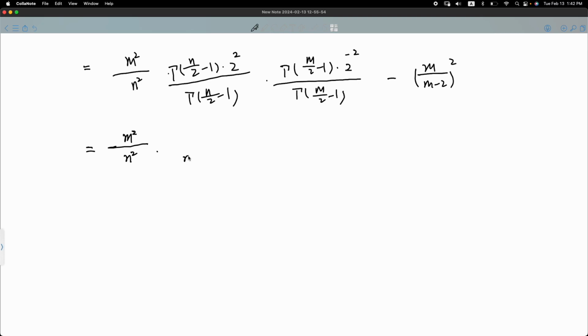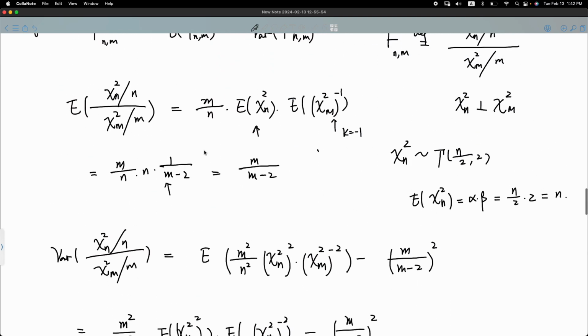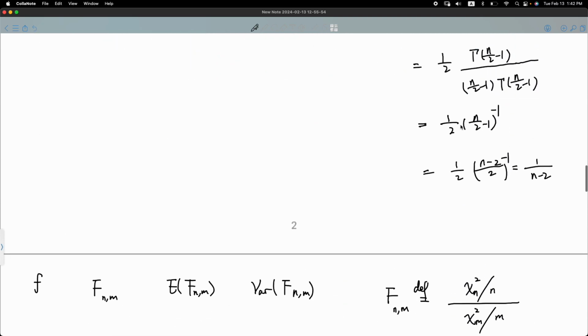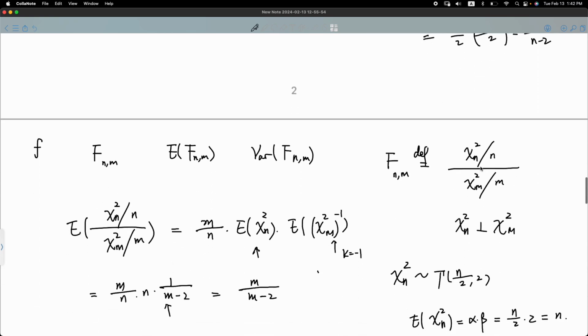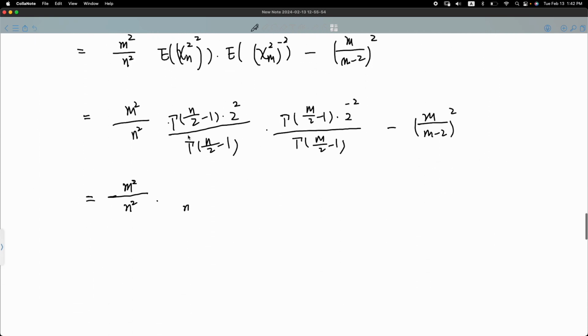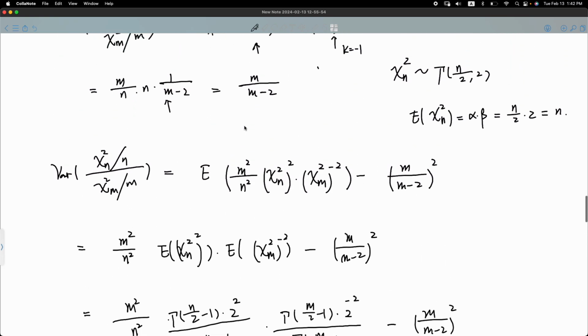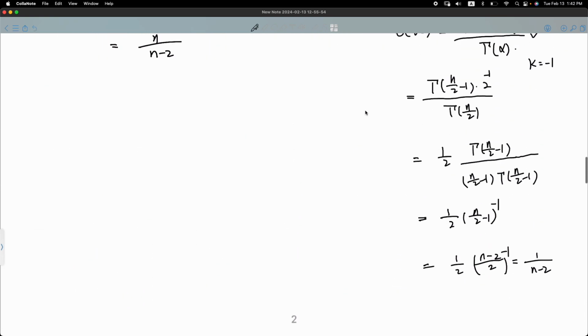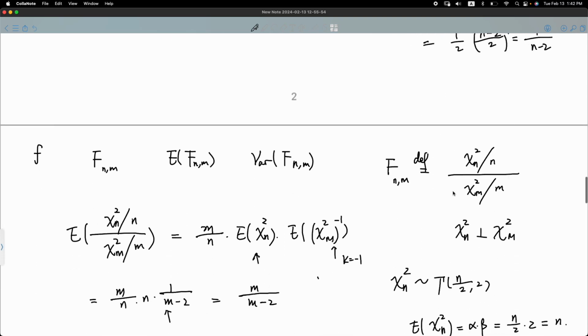I think this is just coming from here, m minus 2, n. So we have a 2 square here, and then let me just double check. So we are going to use that, and then these two cancel out, so we should have 1 in the denominator. Okay.